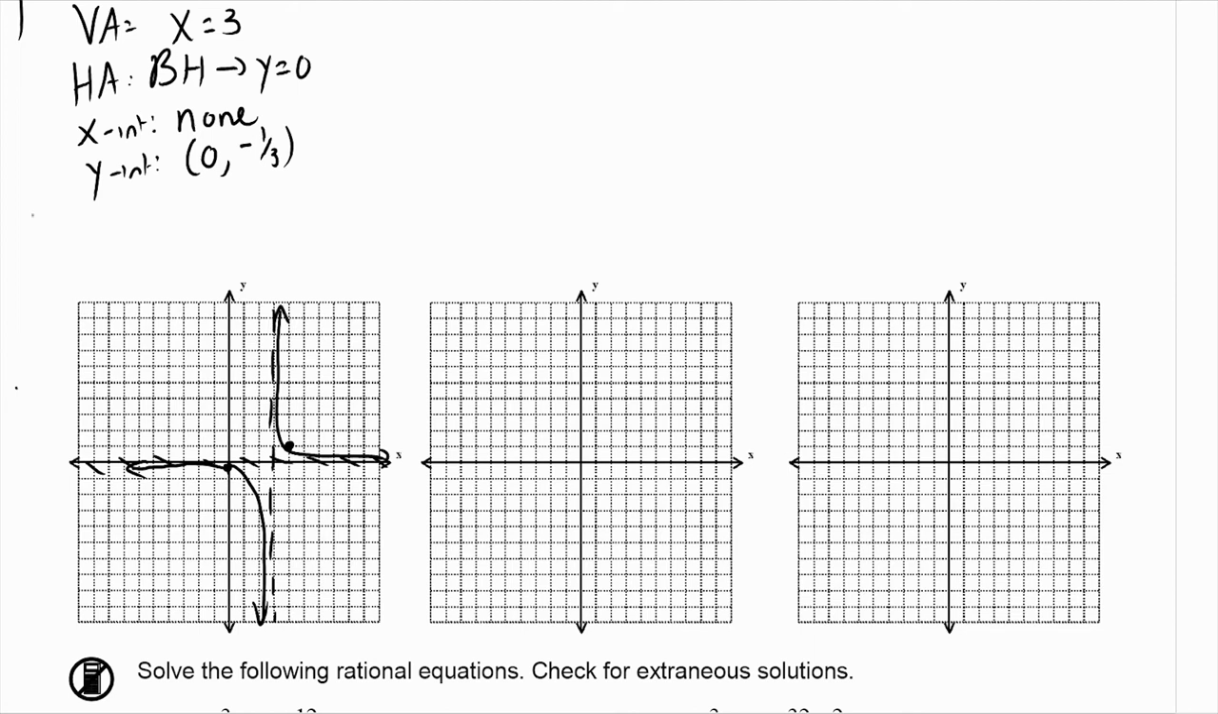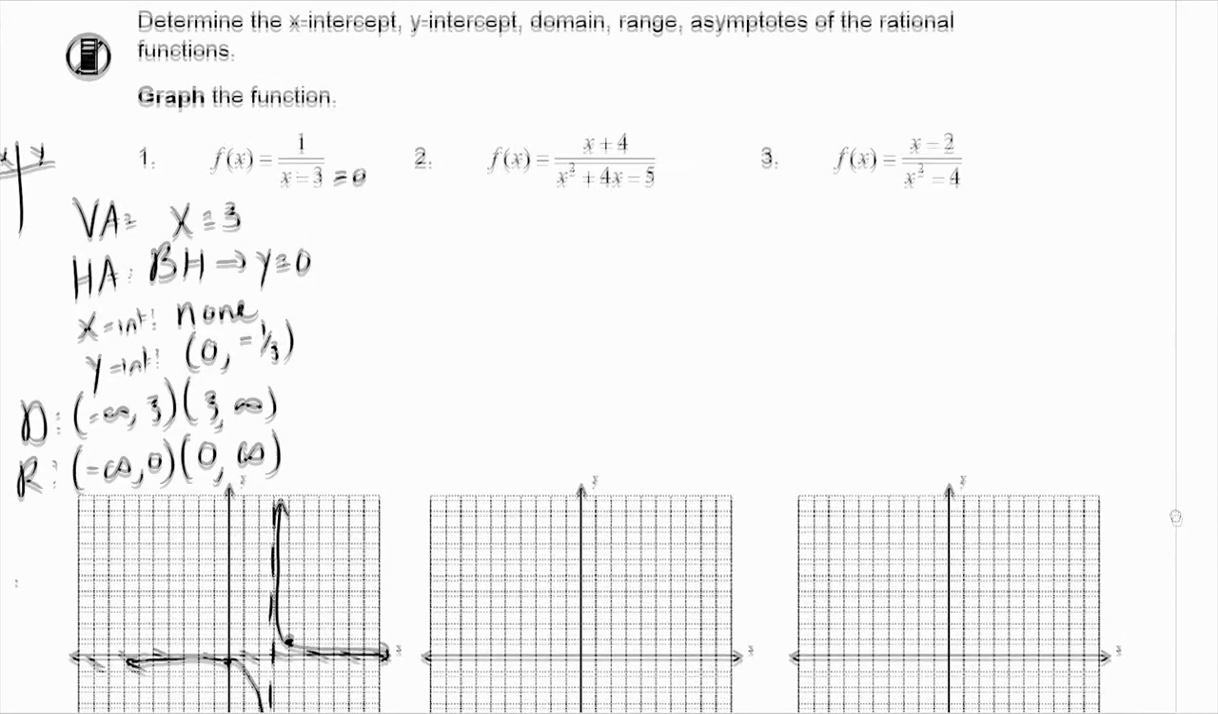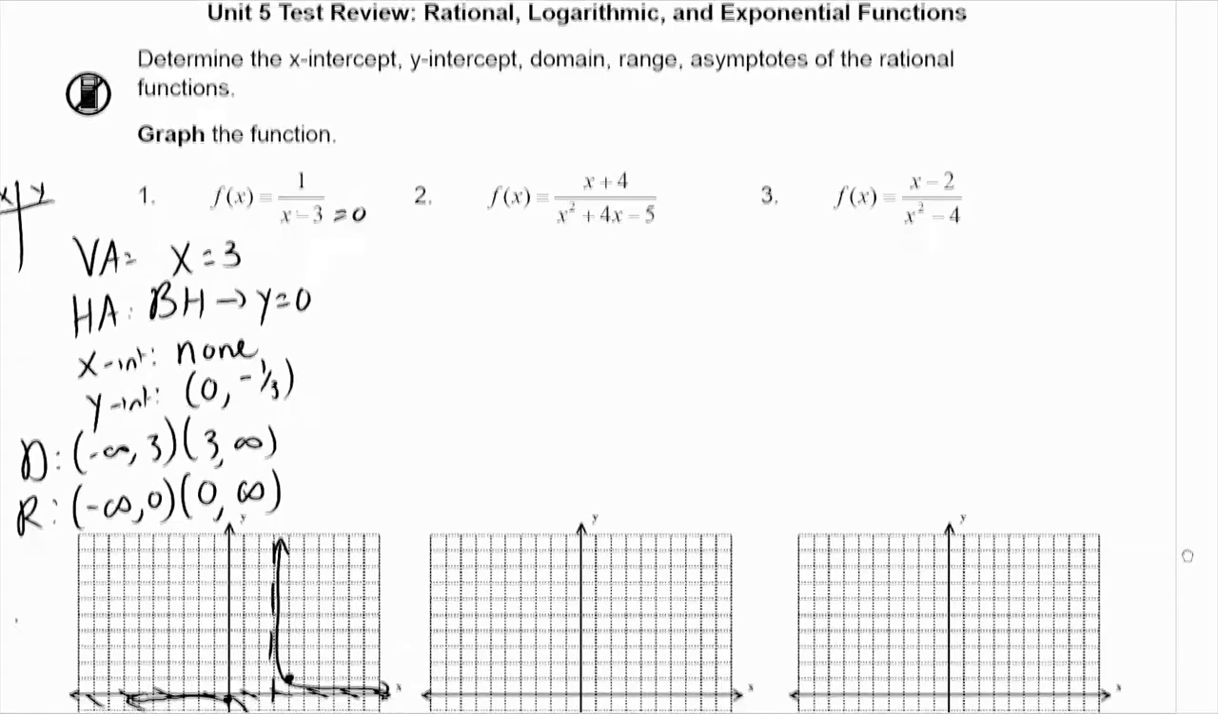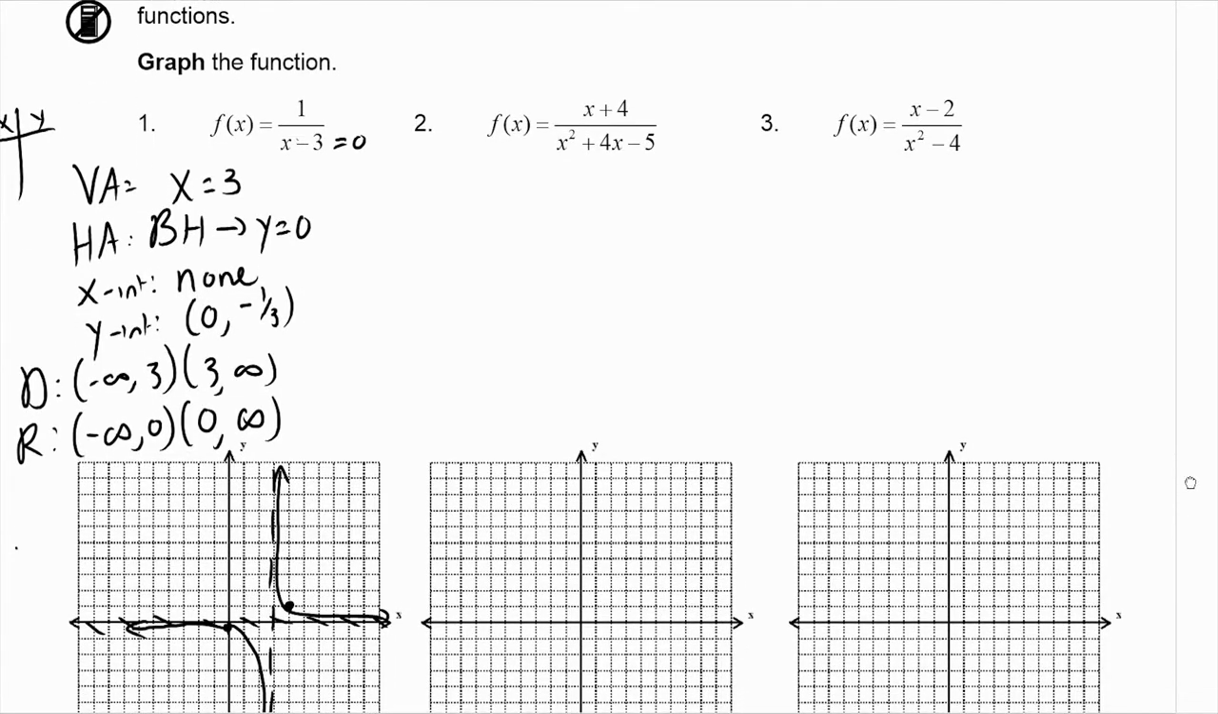Okay, so the domain is going to be negative infinity to 3, and then from 3 to infinity. The range, on the other hand, even though sometimes the graph can actually go through the horizontal asymptote, it doesn't in this problem. So we're going to have negative infinity to 0, and 0 to infinity. Anything else I'm missing? Domain, range, asymptotes? Nope, and I'm good to go. On to the next one.